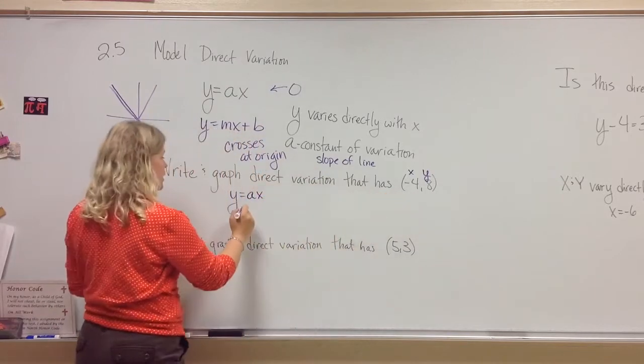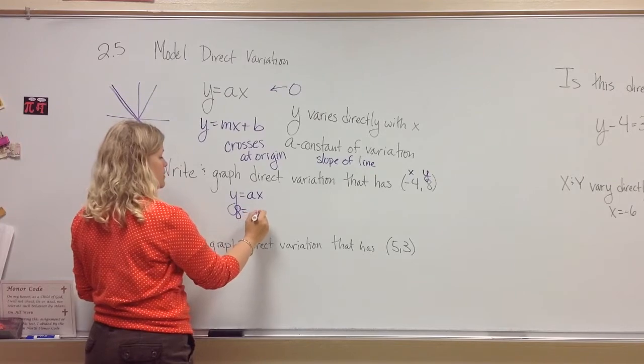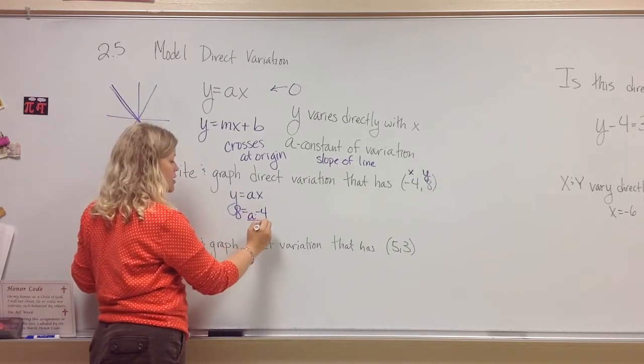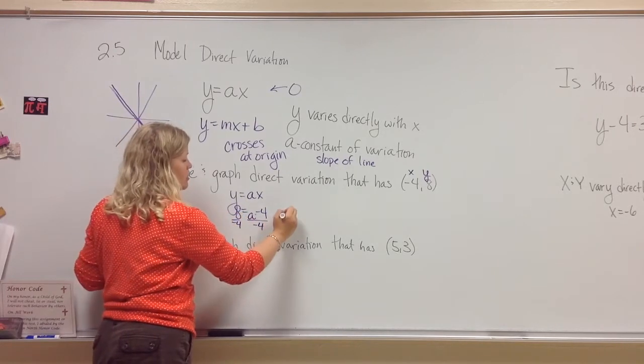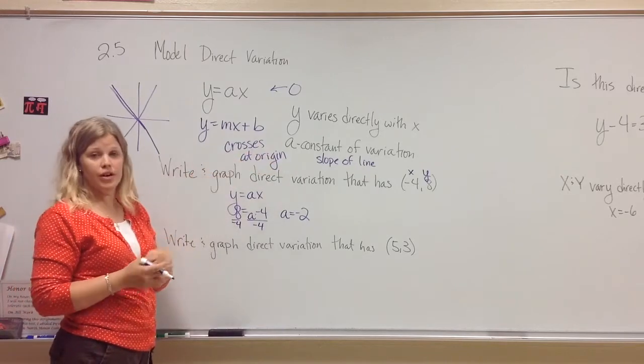We're going to plug in 8 for the y. We don't know what a is, and we're going to plug in -4. Now, easy algebra, divide each side by -4. And you get a equals -2. So your slope, or your constant of variation, is -2.